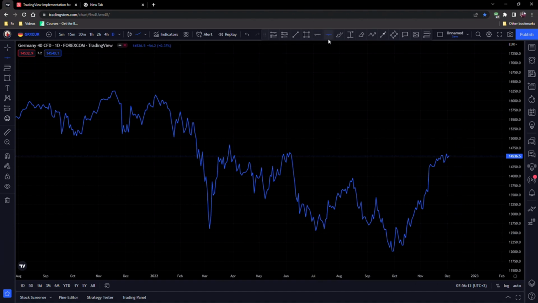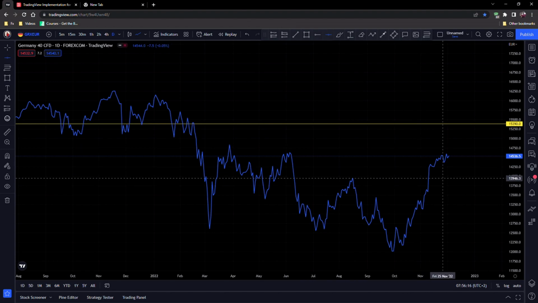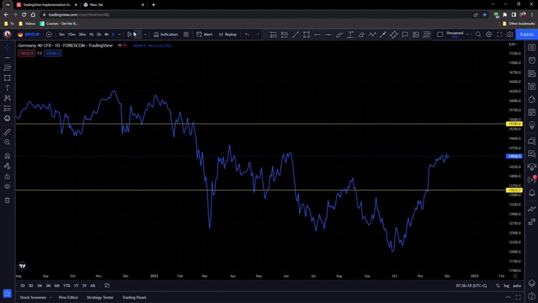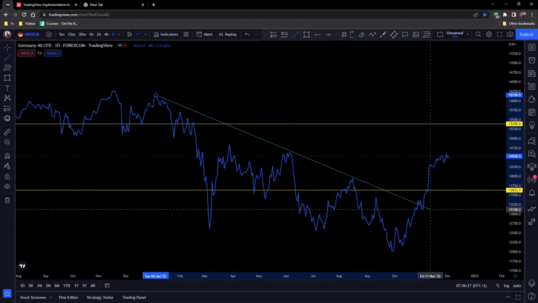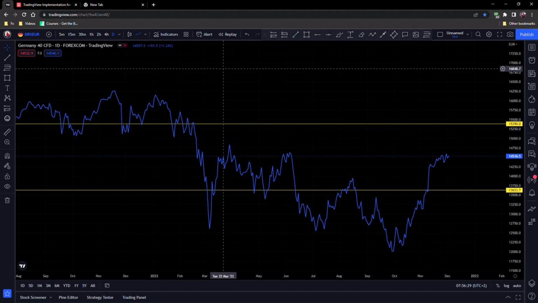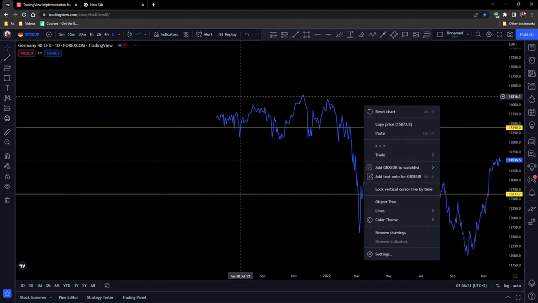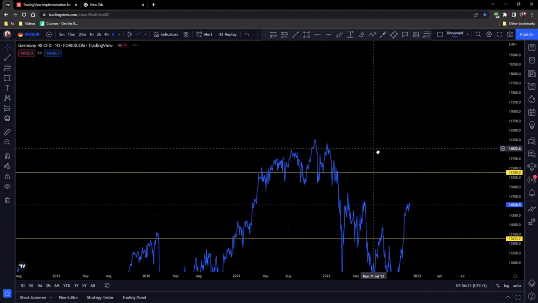Looking at Ger40 again, we're going to plot our weekly high and our weekly low, right? If you see this area here, we had a first touch. You can tell it was in a downward trend, but it's no longer valid.